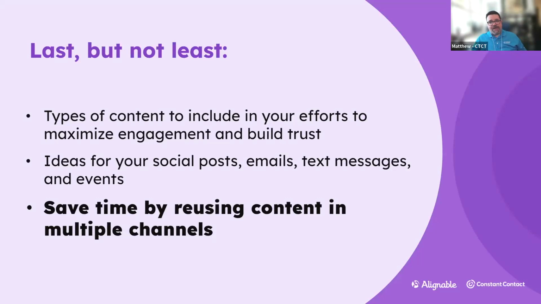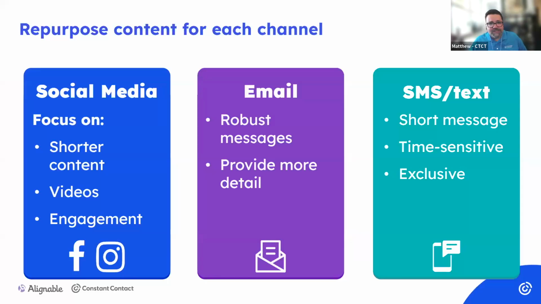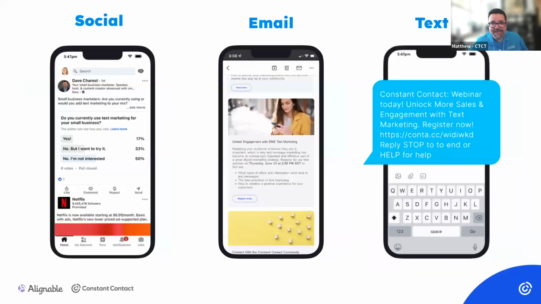If you're developing content for your email, why not share it on social media? If you're developing content for social media, why not share it in your email? You're sharing content for your email, why not share it in a text? And again, kind of use that wagon wheel concept of giving little pieces of the story around different channels. Here is an example Constant Contact did just a couple of years ago.